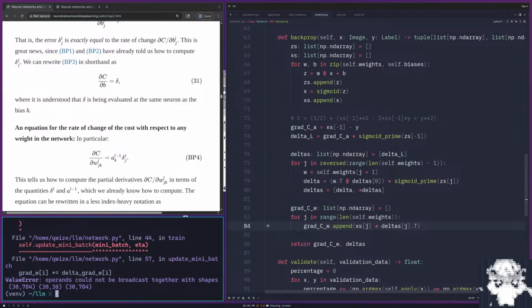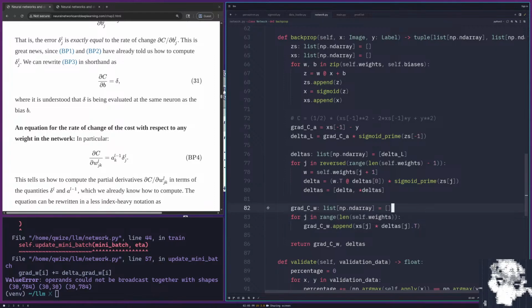Operands could not be broadcast together with shapes 30, 780. Why is there a 3 here? Oh, probably just because this is the result it was trying to make, and this is the input. Alright, let's print.